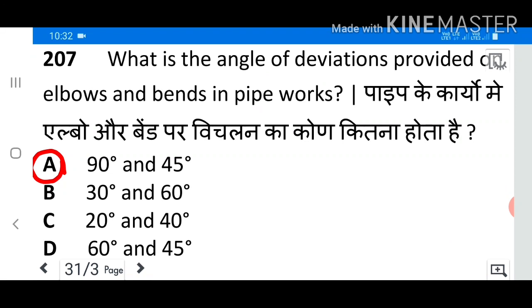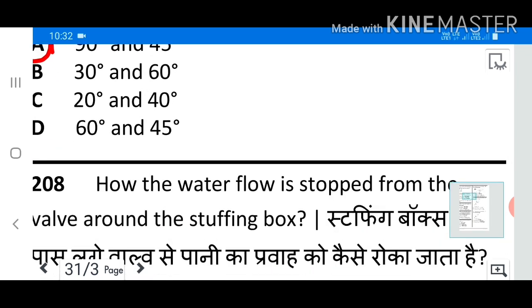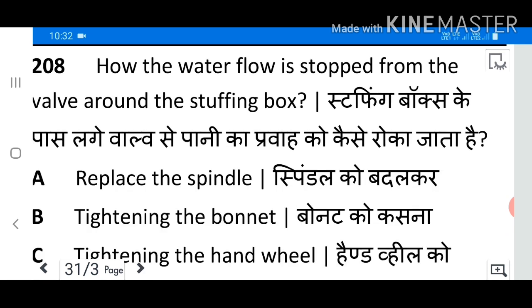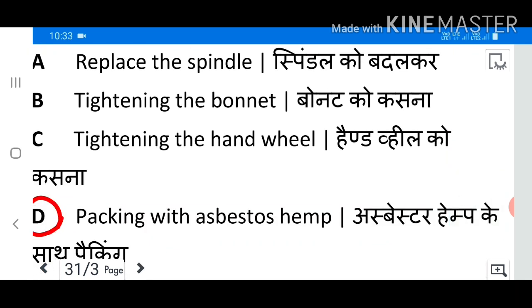207. What is the angle of deviations provided on elbows and bends in pipe works? Answer A. 90 degree and 45 degree. 208. How is the water flow stopped from the wall around the stepping box? Answer D. Packing with asbestos hemp.